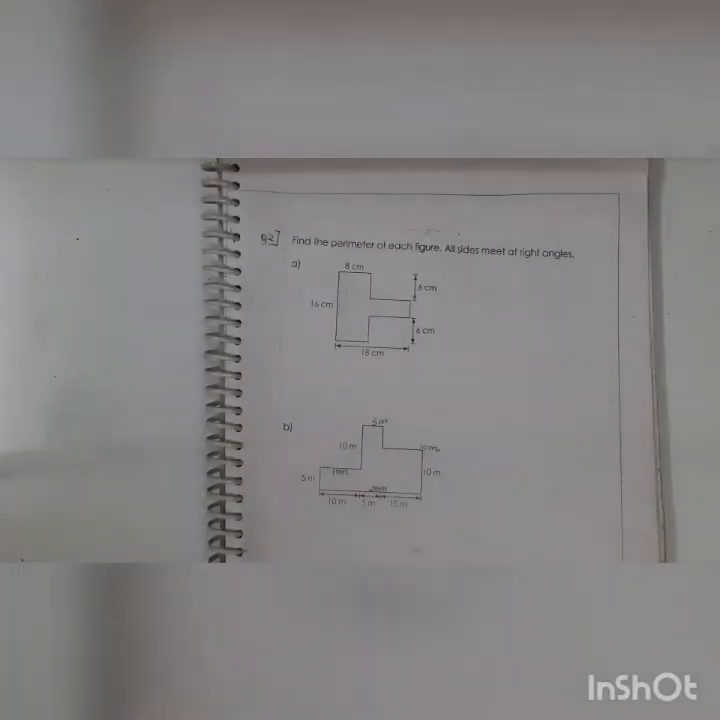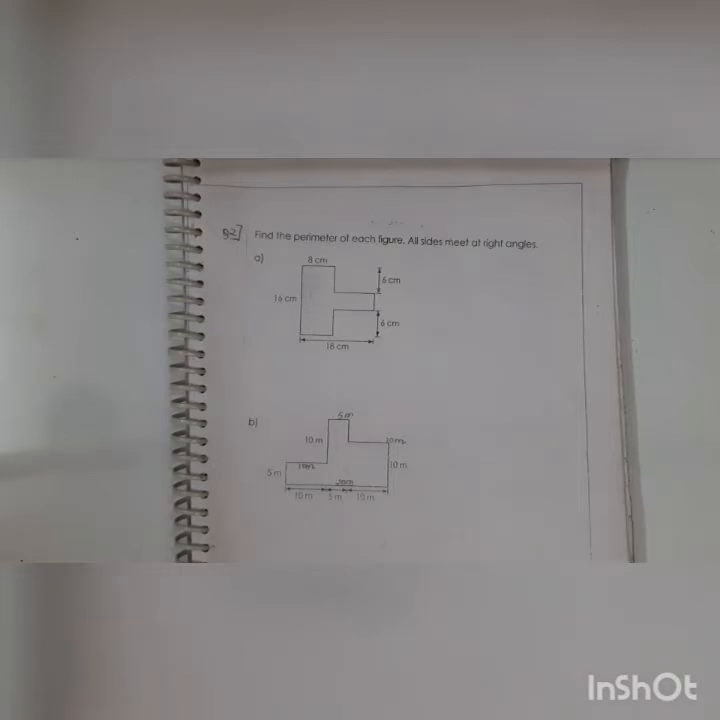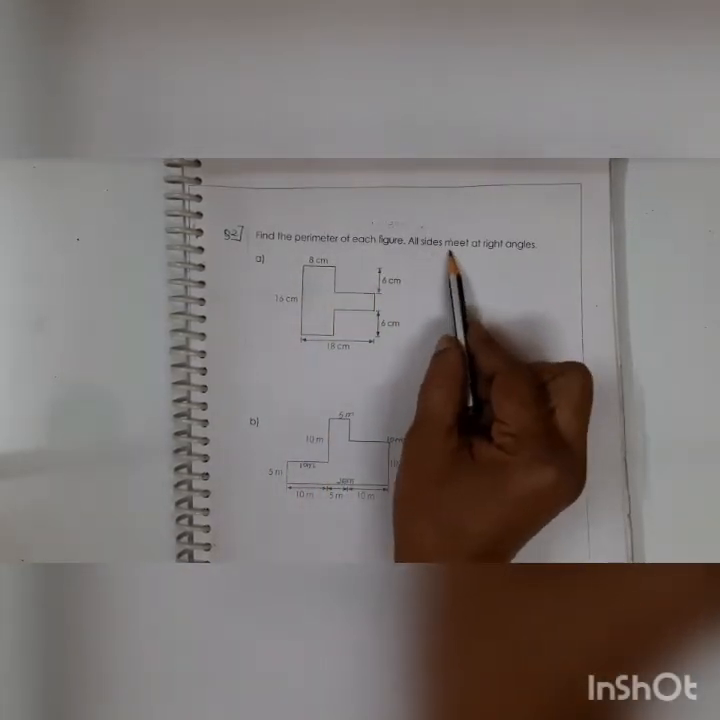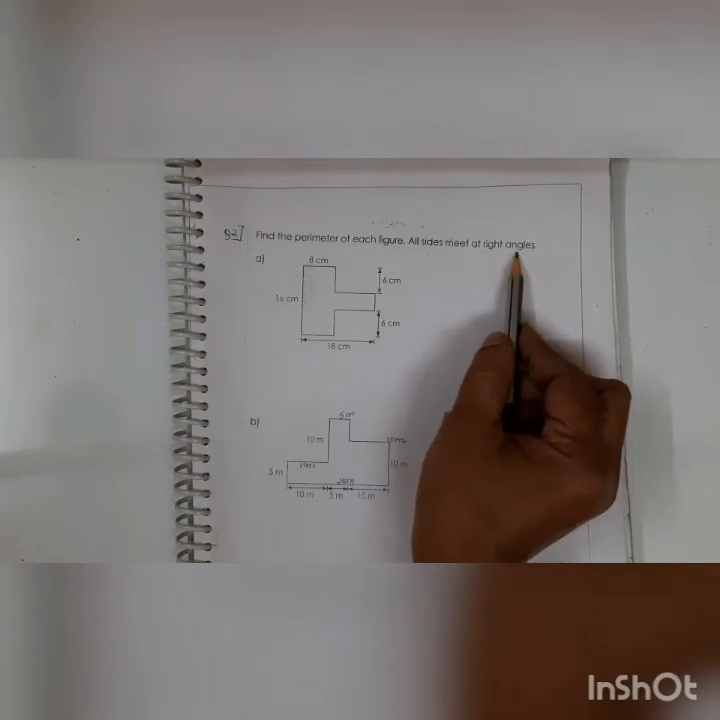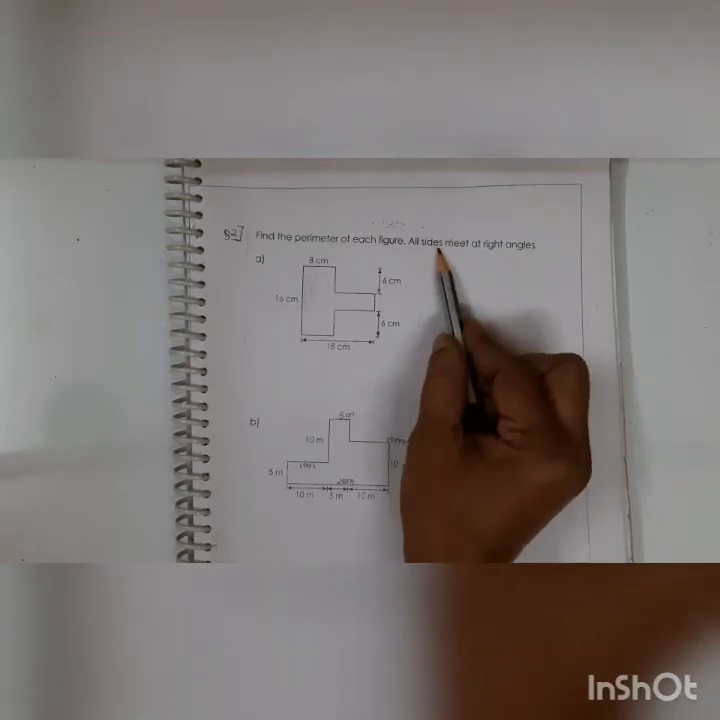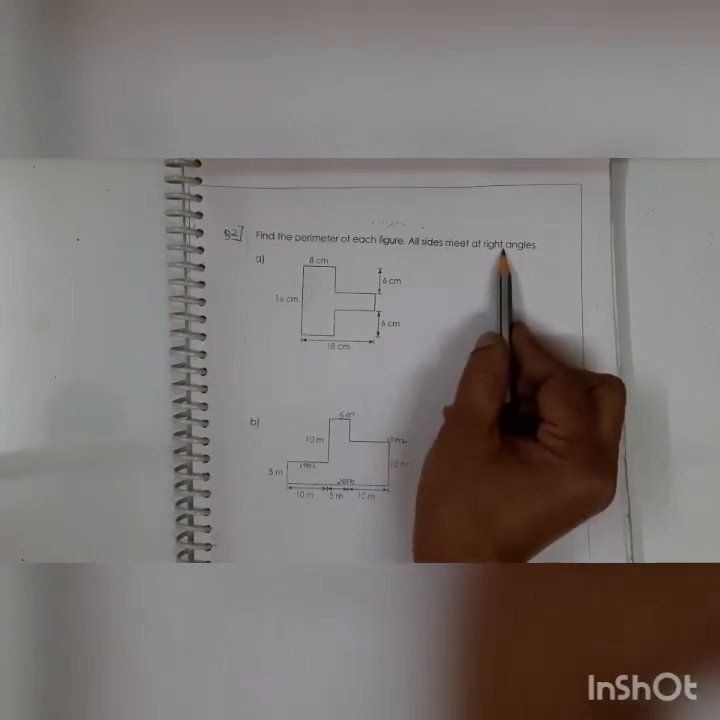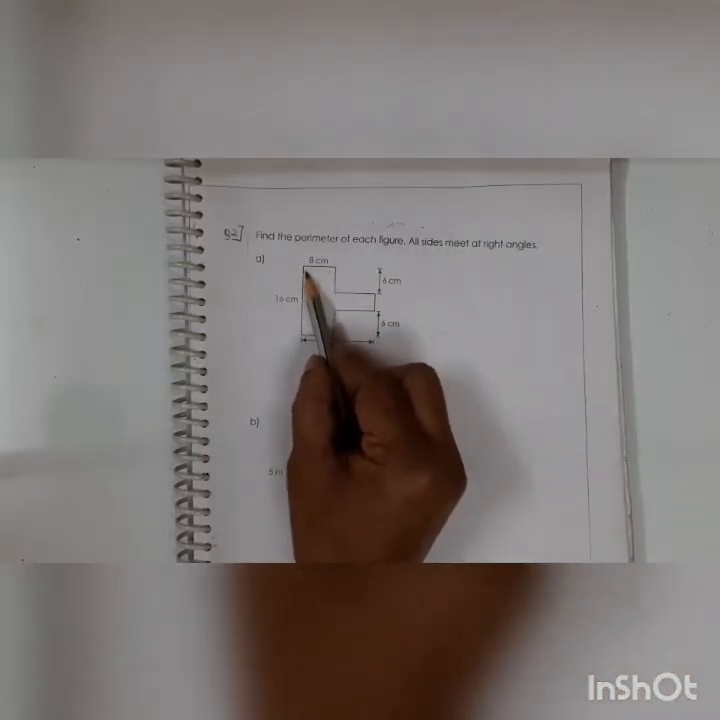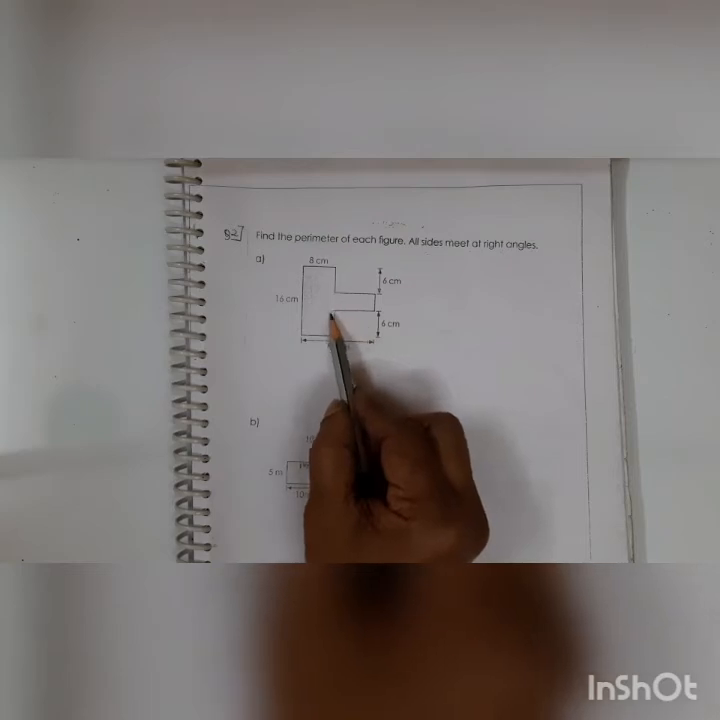Now children, we have moved to the next page, that is page 195. What are we doing? We are finding the perimeter. And what have they told us children? All the sides meet at right angles. All the sides, this is very important children. All the sides meet at right angles. Right angle means 90 degrees. Can you see the sides? They are meeting at 90 degrees.